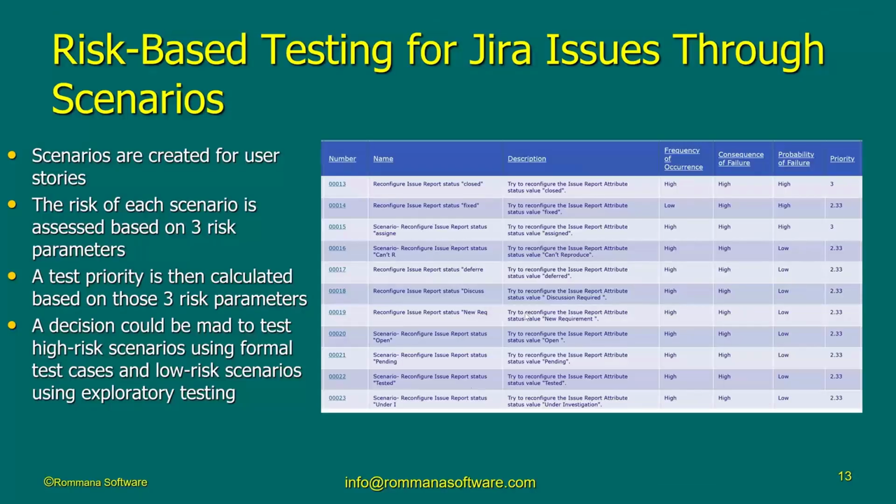Now, what you see here is an actual screen from Rommana ALM that shows the risk-based analysis approach. Here is a list of scenarios. Here are the 3 parameters, and here is the testing priority calculated. And it is always a number between 1.0 and 3.0, simply because we give a weight of 3 for high, 2 for medium, and 1 for low.